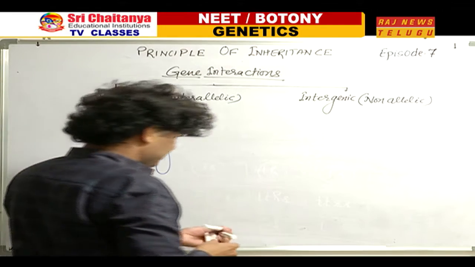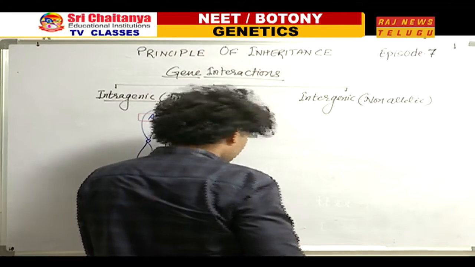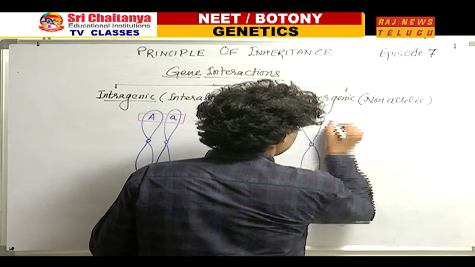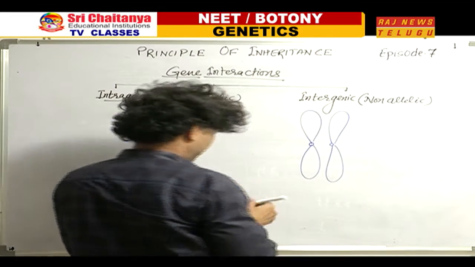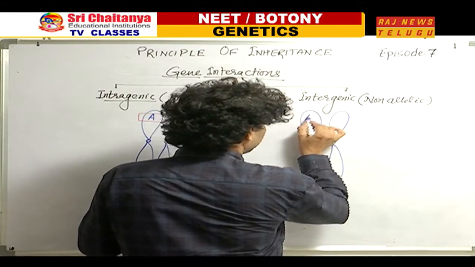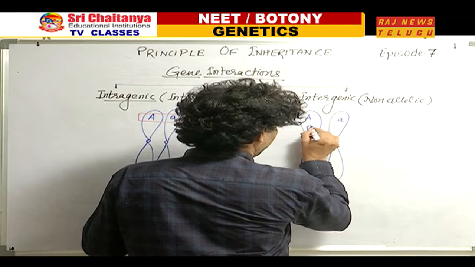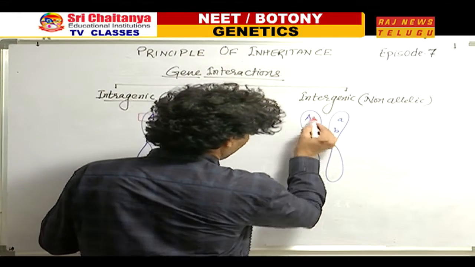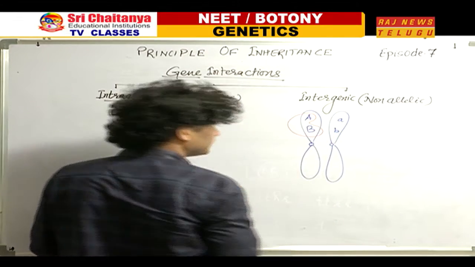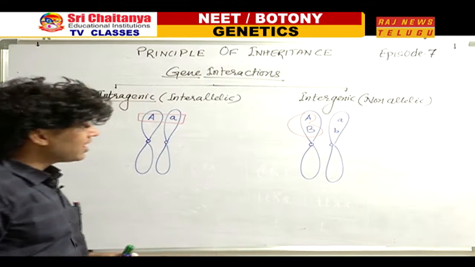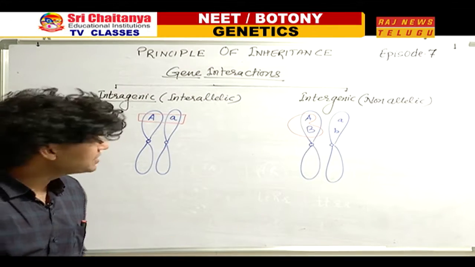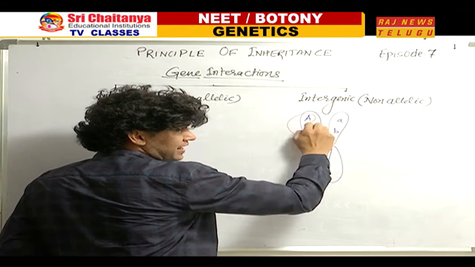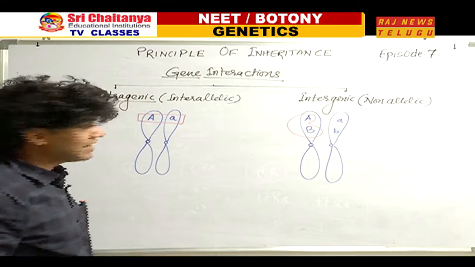In contrast, sometimes the character is controlled by, suppose this is A and this is B. If the character is governed by the interaction of these two genes, then A and B are two different non-allelic genes. It means the interaction is going on between the genes, and A and B are not alleles of each other. So I am using the word non-allelic gene interaction.